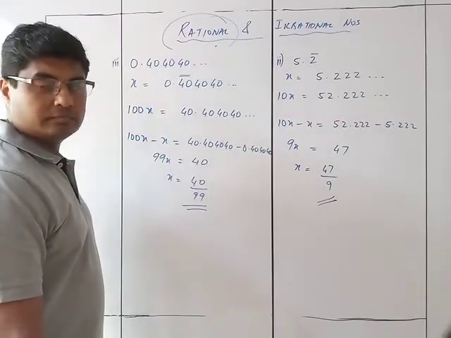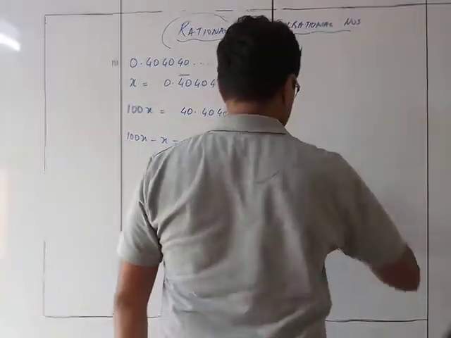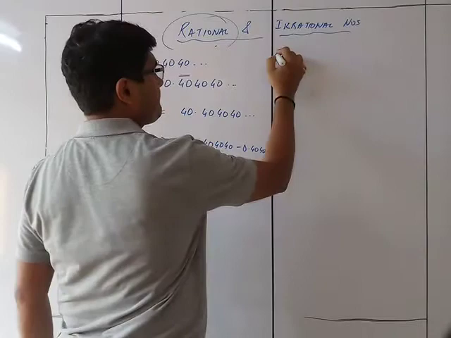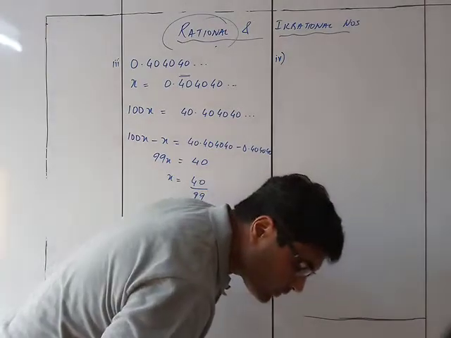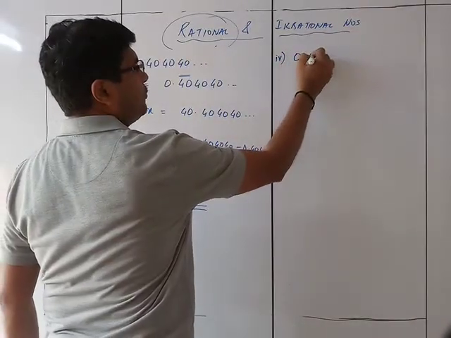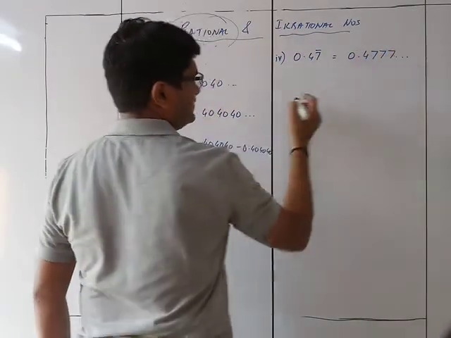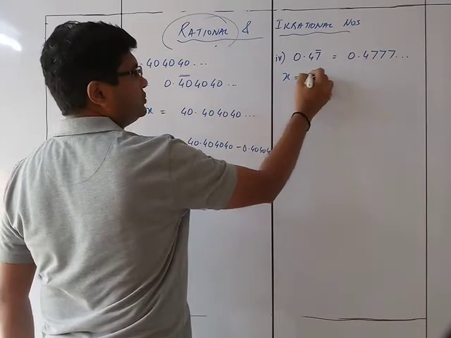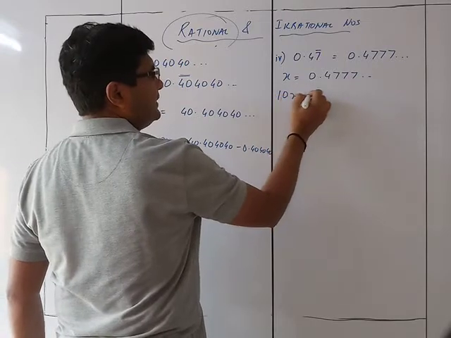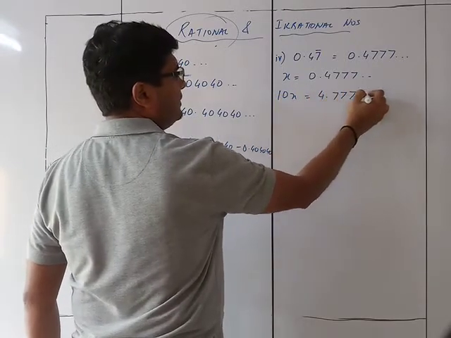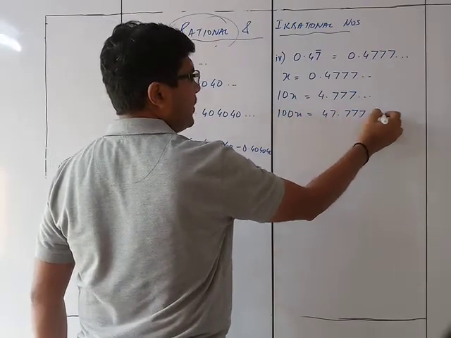Understood? The next one is question number 4. It's 0.47 recurring. So it is 0.47 is recurring, so it is nothing but 0.4777 like this. So we'll take x is equal to 0.4777. Therefore 10x is equal to 4.777 and 100x is equal to 47.777. Now why did I do this?